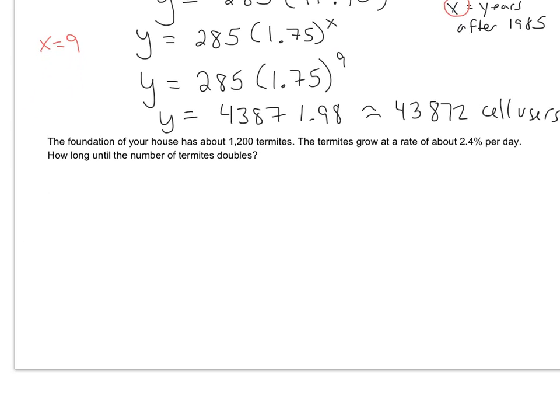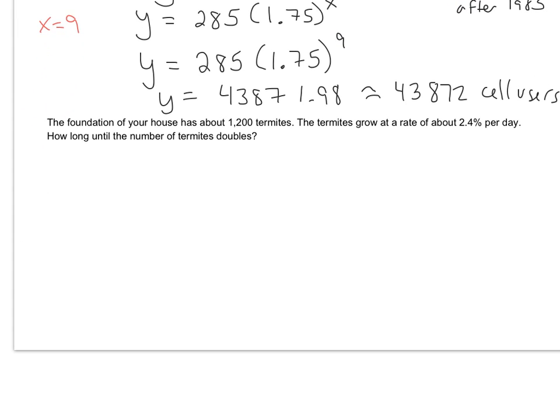Let's look at another example. The foundation of your house has about 1,200 termites. So there's your initial value. The termites grow at a rate of 2.4% per day. How long until the number of termites doubles? Okay. So if I write my equation, y equals the initial amount. The initial amount is 1,200. 1 plus the rate. Now it's 2.4%, so as a decimal, we move it over 2 places. So that's 0.024 to the x.